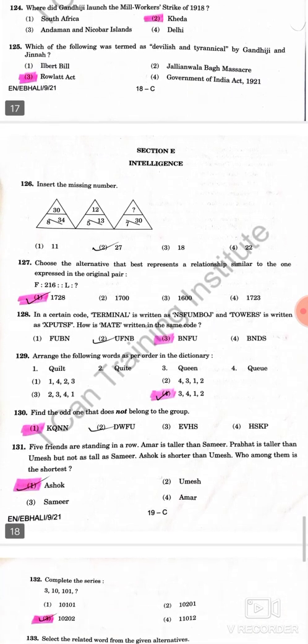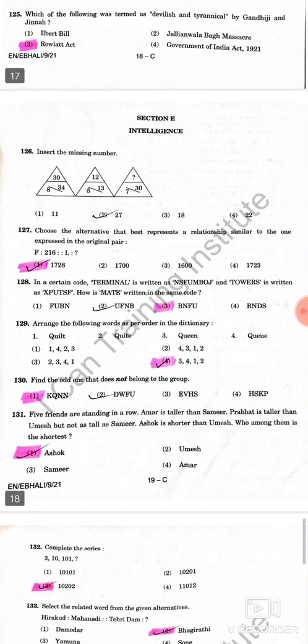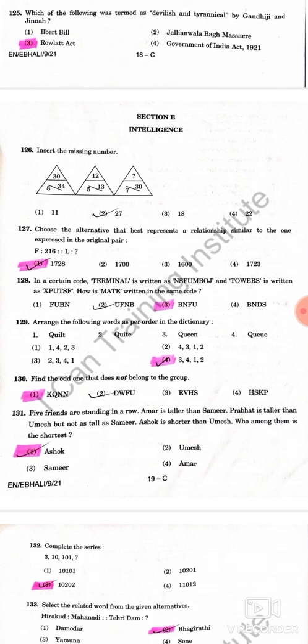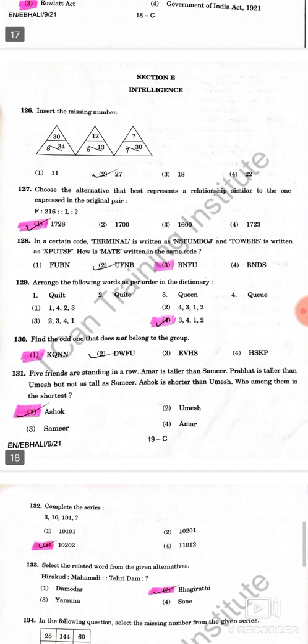Let's move to section E, intelligence. Question number 126. Insert the missing number. And the answer is option number 2. Question number 127. Choose the alternative that best represents a relationship similar to the one expressed in the original pair.